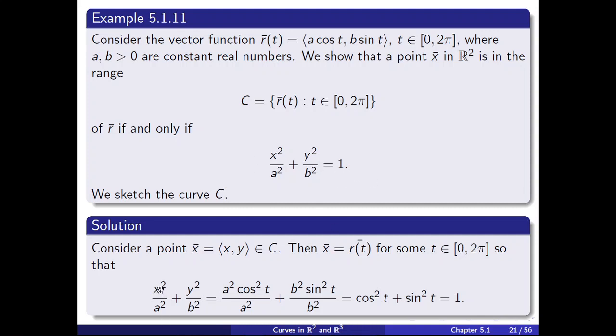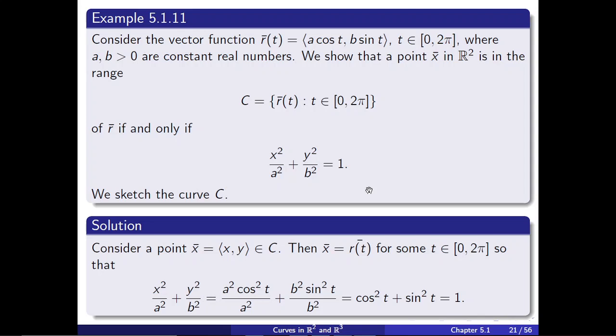So if we start off with x squared over a squared plus y squared over b squared, and then we plug in the x that we are given, which is a cos t, we get a squared cos squared t over the a squared there, and then plus, we substitute the y here, and we get that, and this is just cos squared t plus sine squared t, which is equal to 1. So therefore, if x is in C, x is in the range of r, then it satisfies this equation, right?